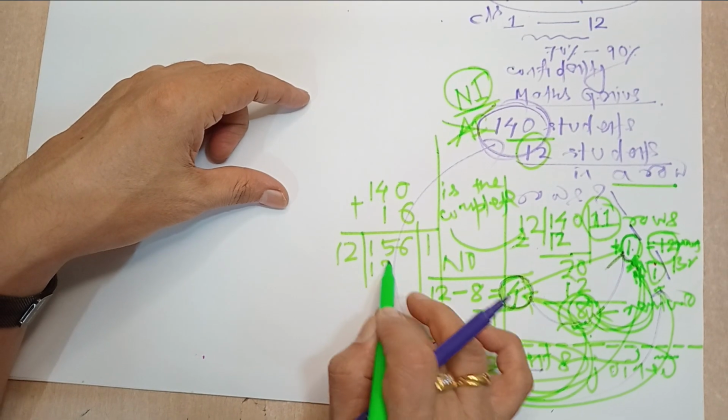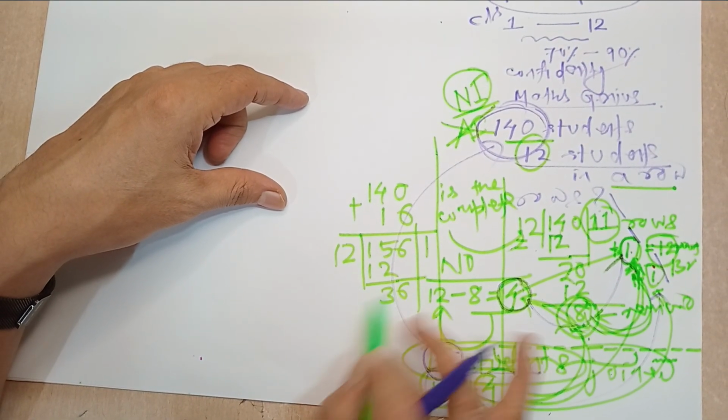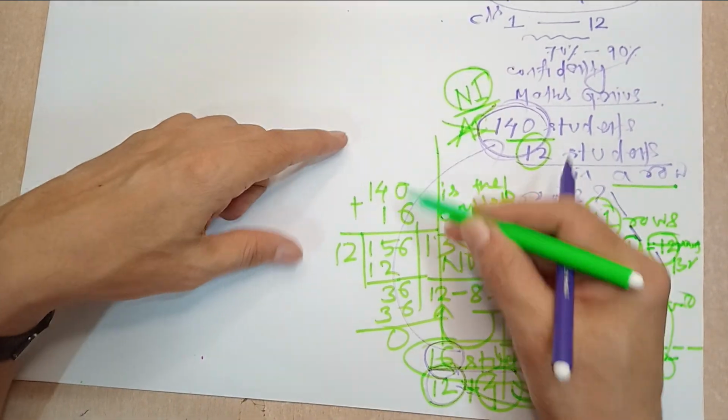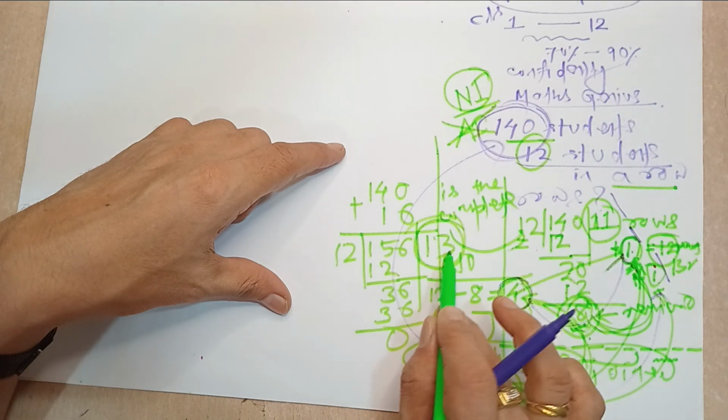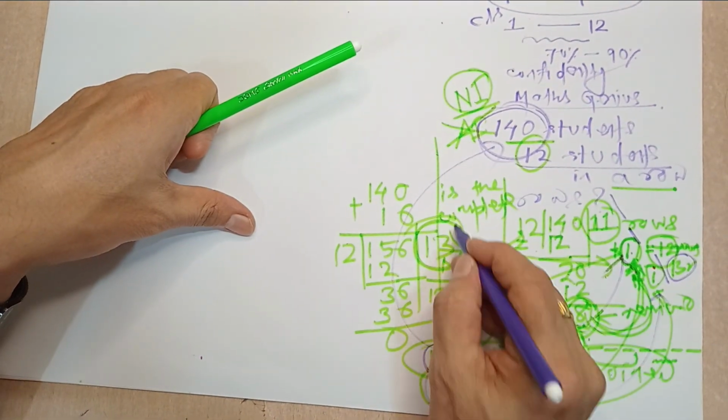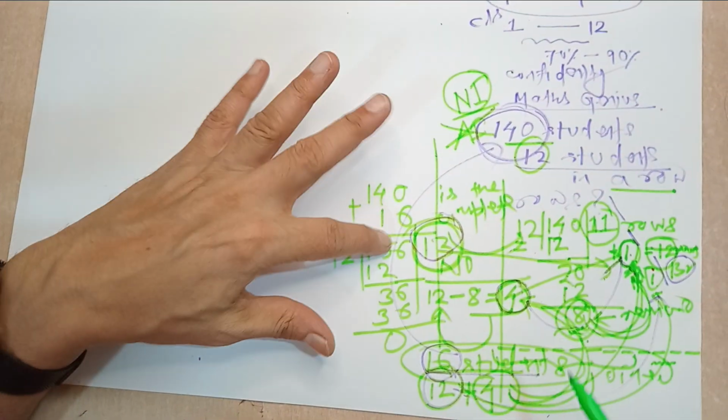12 ones are 12, 3 left out, 36, 12 threes are 36. So it's the perfect division, and how many exact rows required? Now 13. Look at this. Our answer is matching. But the situation or the question may not be like this.